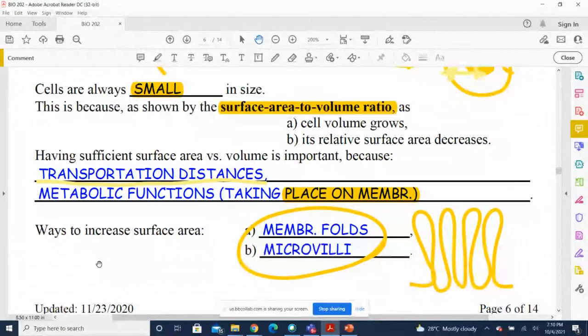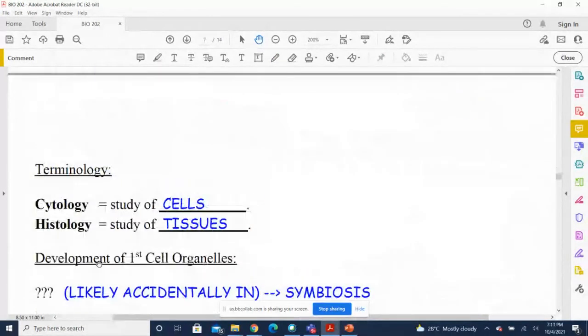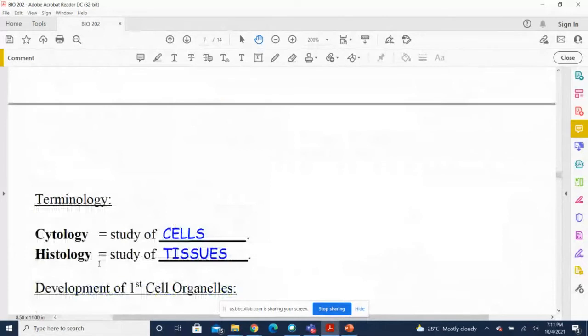A couple of terms that I do want you to be familiar with: when we talk about the study of cells themselves, we talk about cytology. When we talk about the study of tissues, so a clump or group of cells, we talk about histology.